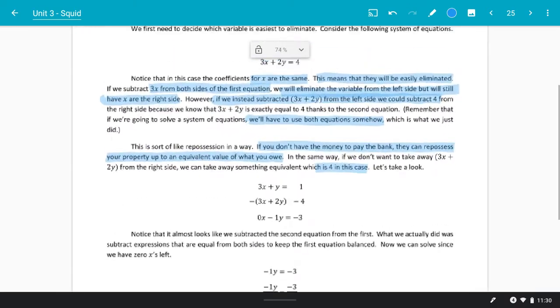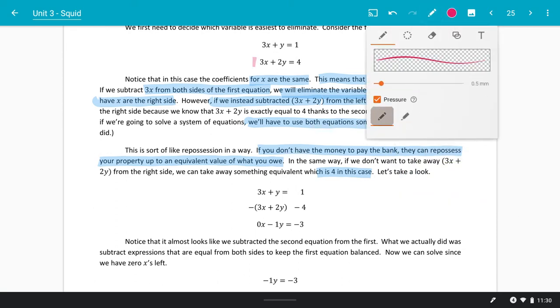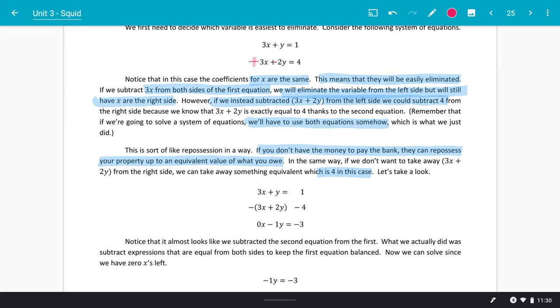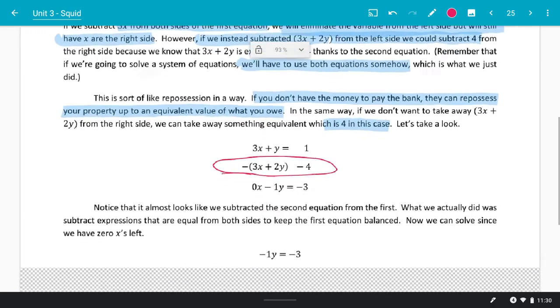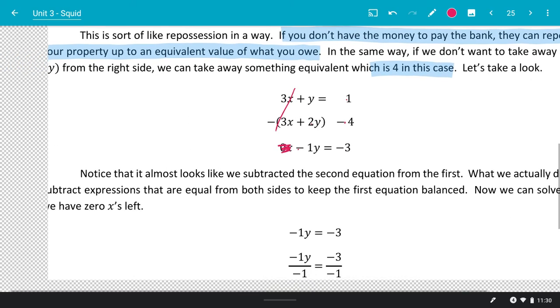We are subtracting everything. We're subtracting the 3x, we're subtracting the 2y, and we're subtracting the 4. See that right there? They're subtracting everything. So 3x minus 3x cancels. 1y minus 2y is a negative 1y. And then 1 minus 4 is a negative 3. So 0 times anything is 0, so that's really gone. So I end up with a negative 1y equals negative 3.